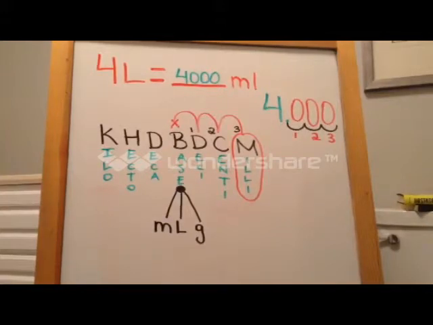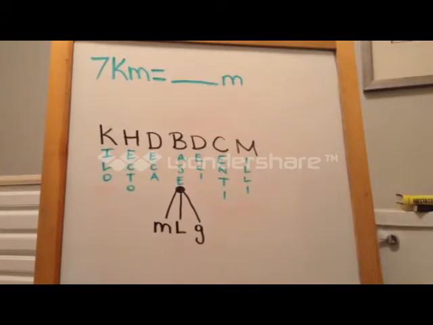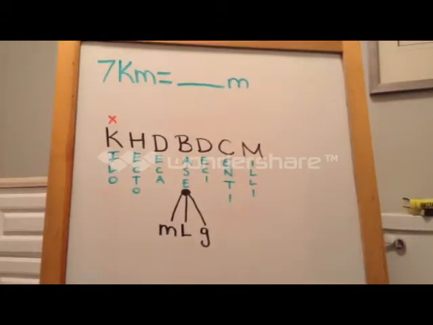Now you might be thinking that this seems really complicated, but let's do another problem and you'll see, it'll become very simple very soon. Okay, so our next problem. 7 kilometers equals how many meters? Okay, so the first thing we have to do is to find out where kilometers is on the chart.